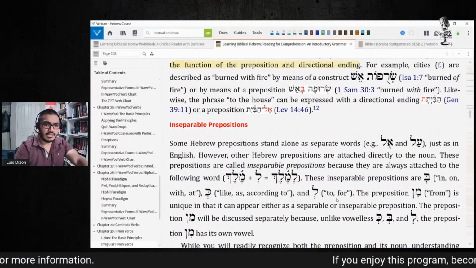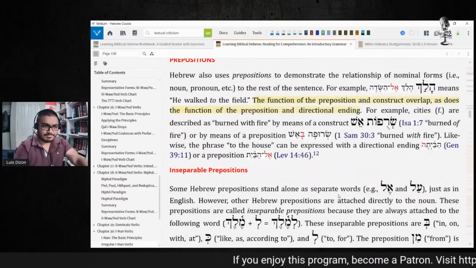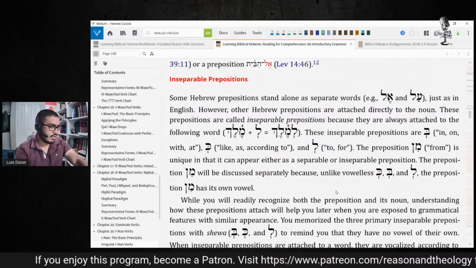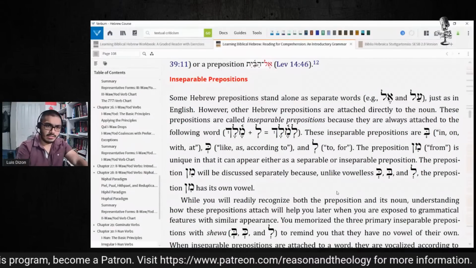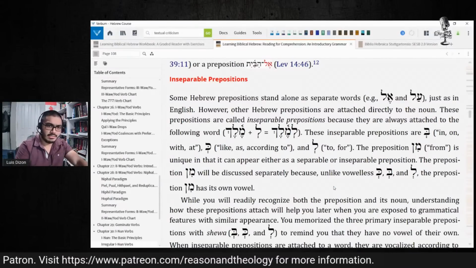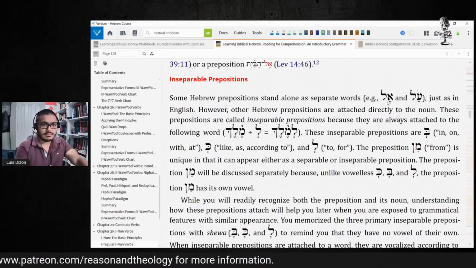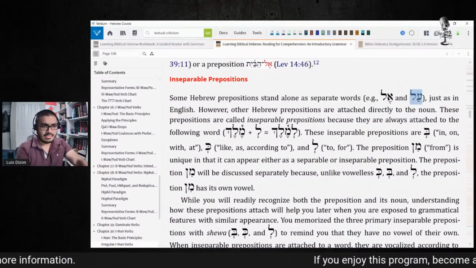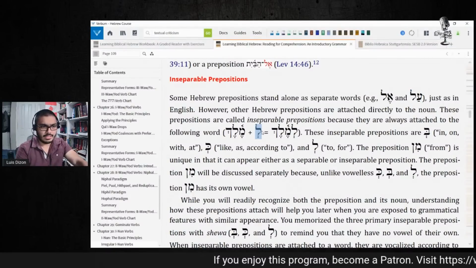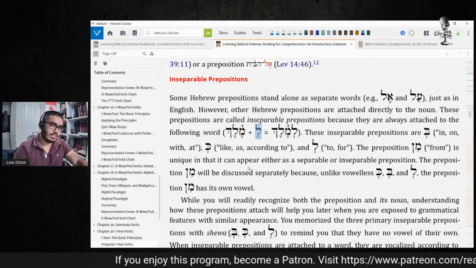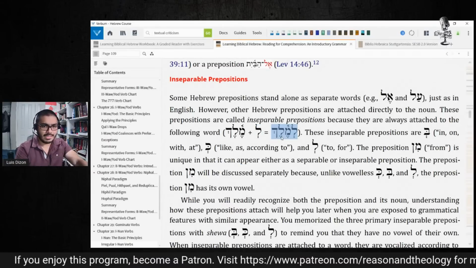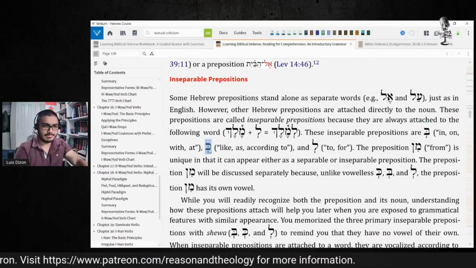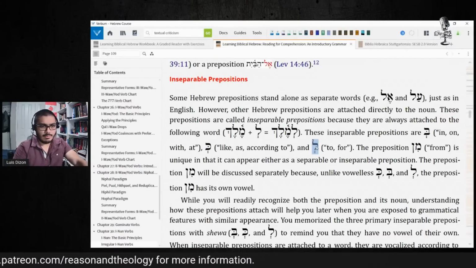And there are two kinds of prepositions, roughly speaking. There are the inseparable and the separable prepositions. The inseparable preposition is a preposition that is always attached to the noun that it is modifying. A standalone preposition would be something like el or al. An inseparable preposition would be like le. Le would never appear on its own. It's always attached to a word. For example, lemelek, or bamelek, or kmelek.